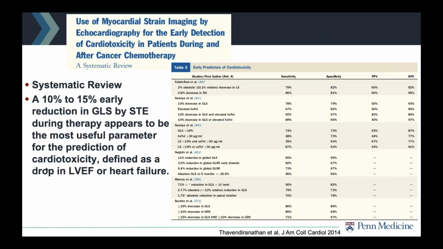A systematic review that was published in 2014 of more than 35 articles concluded that a 10 to 15% early reduction in GLS by speckle tracking echo during therapy appears to be the most useful parameter for the prediction of cardiotoxicity, as defined as a drop in LVEF or heart failure.